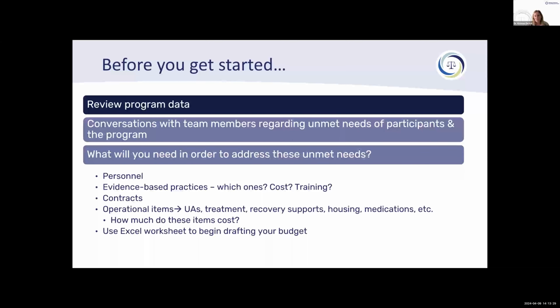Do we need contracts with outside partners? Do we need operational materials? So really, we encourage folks to make a list in an Excel or a Word file where you can document specifically what it is that you're going to need in order to make these enhancements, or if you're designing a program, what it is that you're going to need to get started? And then also make a list of the cost associated with that.